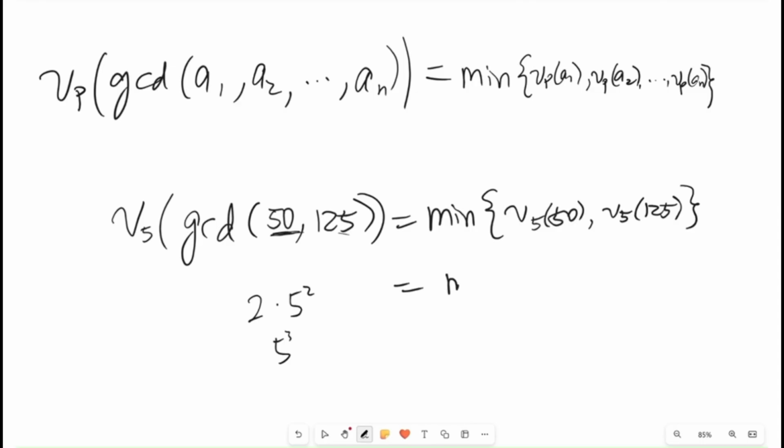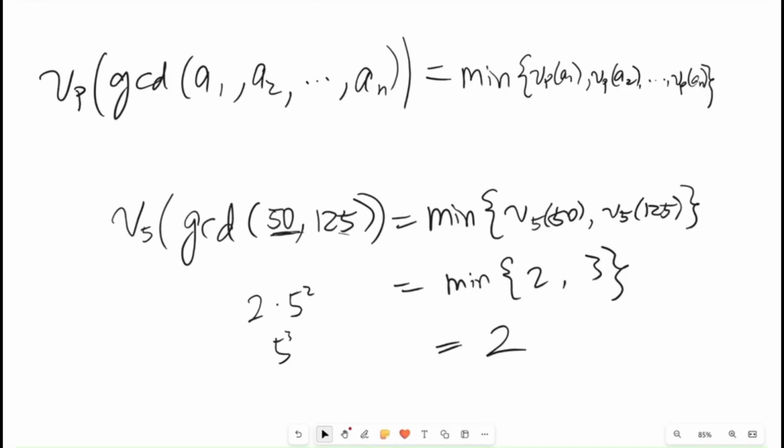And so this becomes the minimum value across 2 and 3, because even though 5 appears 2 times in 50, and even though the power of 5 isn't the only thing that's part of the prime factorization of 50, we can just take that part and we don't have to look at the other divisors. And so this is just the minimum value of 2 and 3, and so just 2 again. This is just a very simple example, and I hope this gives you some intuition for the proof.